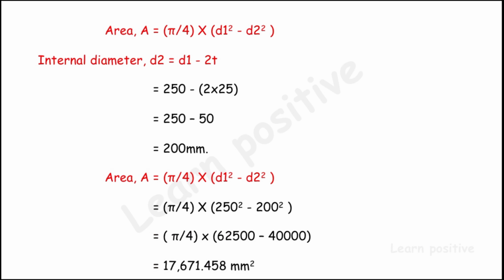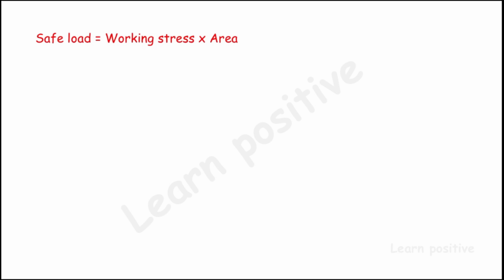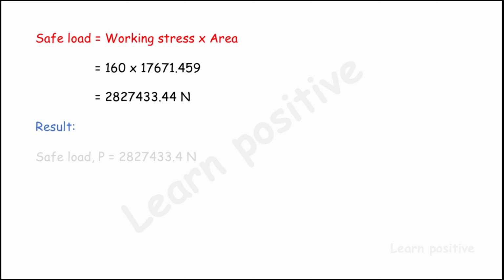Now I am going to substitute these values in the safe load formula. The safe load formula is working stress into area. The working stress is 160 and the area is 17,671.459. Now I multiply this, and we get the value of 28,274,33.44 Newton. This is the value of safe load. Now we are going to write the result: safe load, capital P, equals 28,274,33.44 Newton.